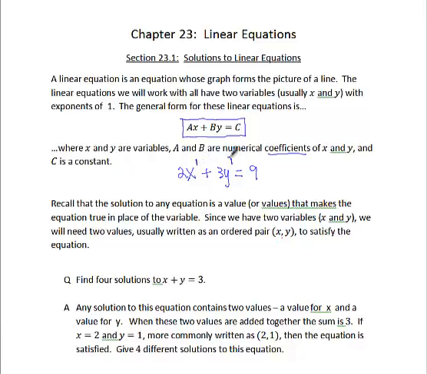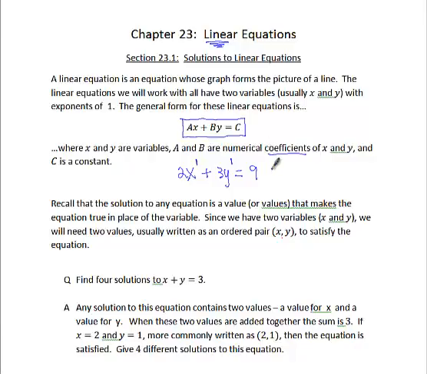If you start playing around with the exponents here and you use something other than 1, then you're going to get a curve. It's no longer going to be a straight line, which is what linear implies in the title of the chapter, linear equations. So we're only talking about straight lines here.